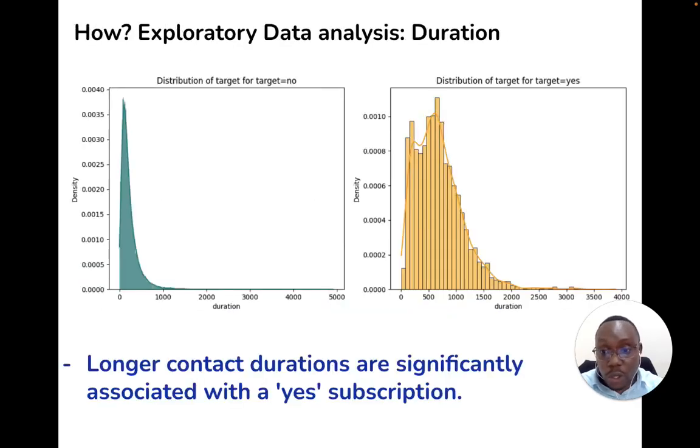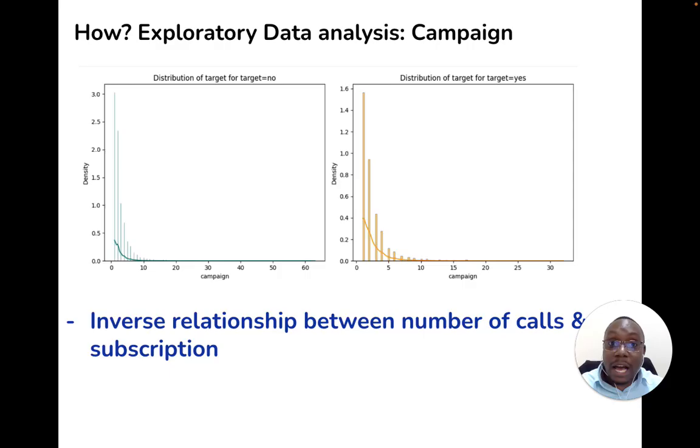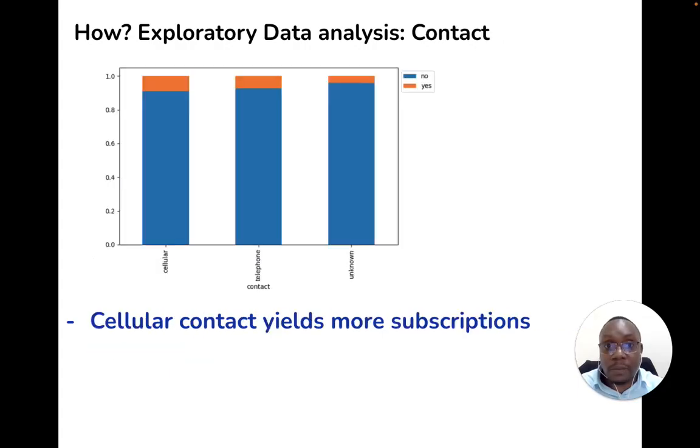Looking at the duration, we found that longer contact durations are significantly associated with a yes subscription. So it's very important that you have a good call with the customer. If the call is very short, then they are most likely not going to subscribe. Looking at the campaign, we found that there is an inverse relationship between number of calls and subscriptions. That is, the more customers were called, the less likely they were to subscribe, and this is very key as well to understand for the marketing team.